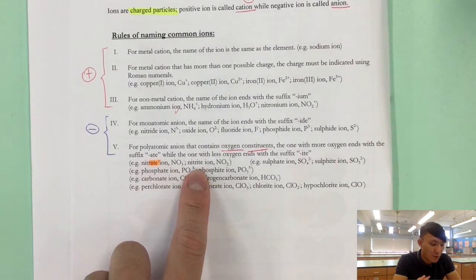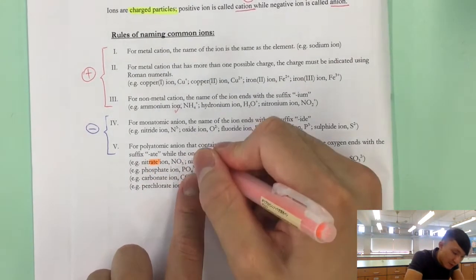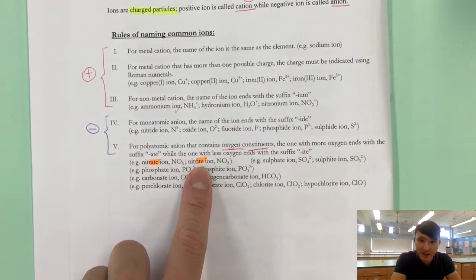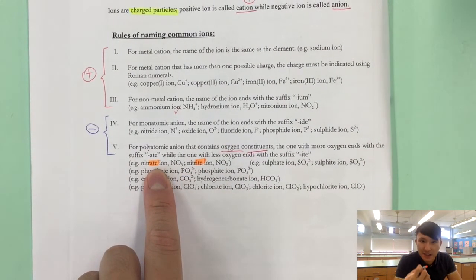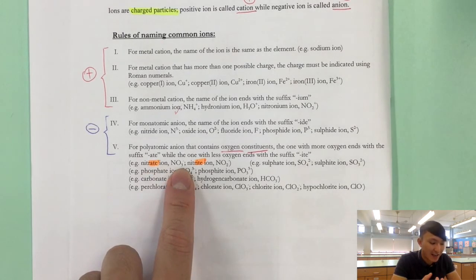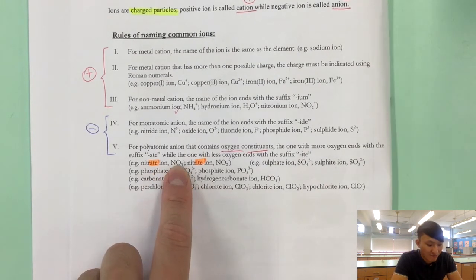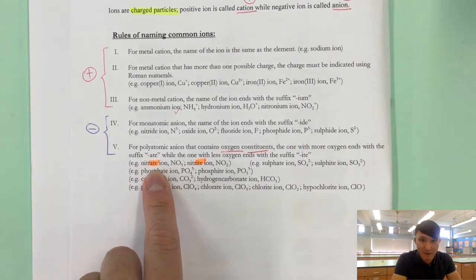If it has fewer oxygen, then it will be ITE at the end. ATE, ate, is the past tense of eat. So eat a lot of oxygen. So if it has eaten a lot of oxygen, then we put it ATE. This is how I memorize it.